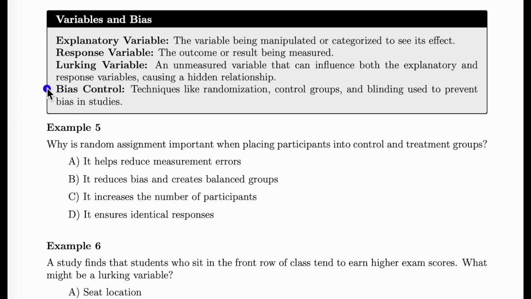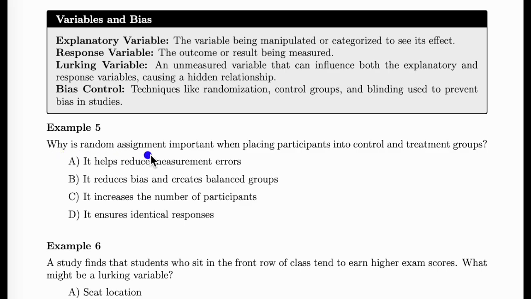Okay, the fourth definition, bias control. These are techniques like randomization, control groups, and blinding, that are used to prevent bias in studies. These are techniques used to reduce unfairness, to make sure that the results are as accurate as possible. All right, let's look at example 5.